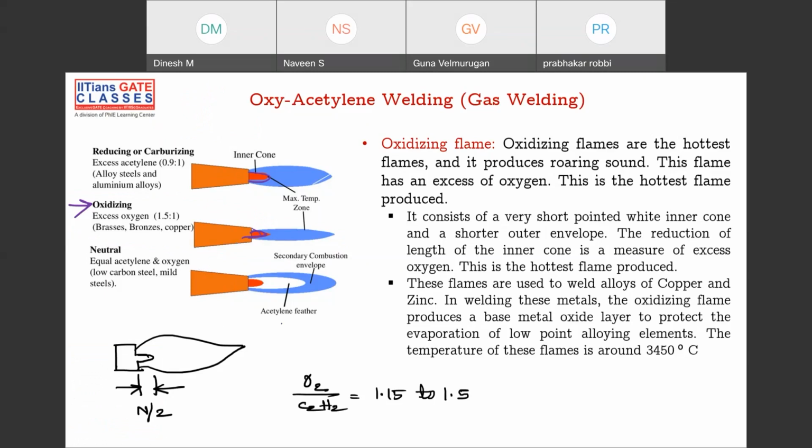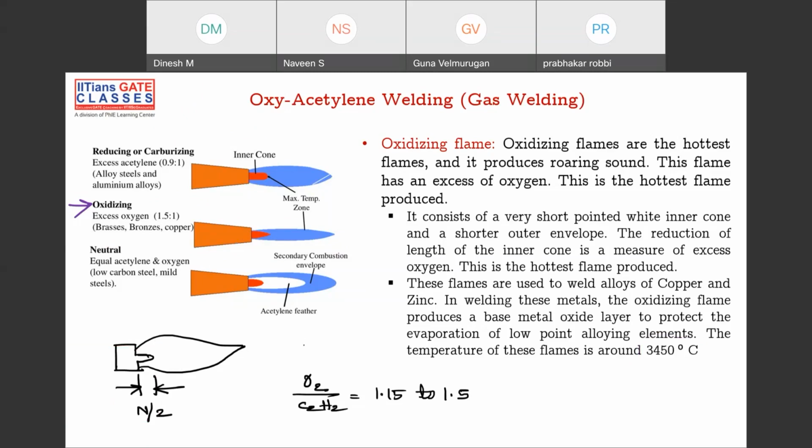And the temperature generated in this flame is around 3400 degrees. Obviously, with more oxygen, more heat is generated, right? More oxygen, more heat is generated. That's the reason why it is 3450 degrees centigrade. Fine.